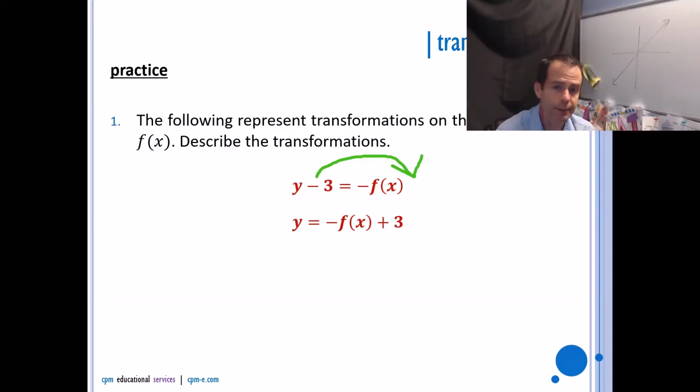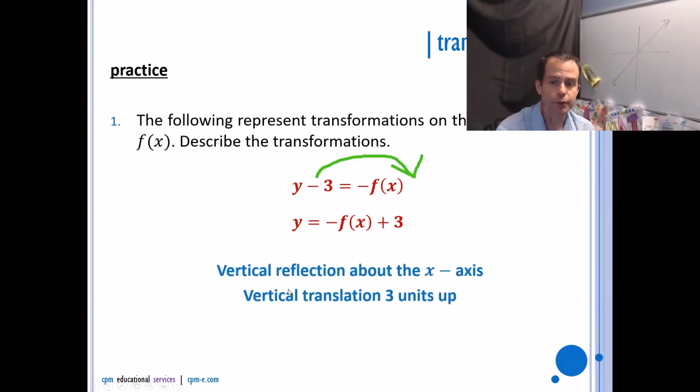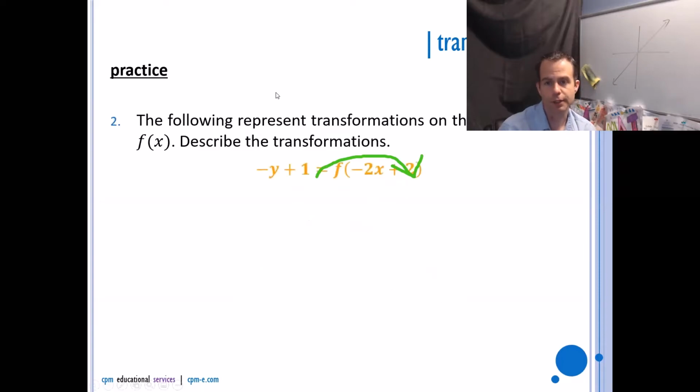So there are two statements that you should have made on this one. You've got a vertical reflection about the x-axis and then a vertical translation 3 units up. The vertical reflection was from my negative sign, and the translation 3 units up was from my k value of +3. Okay, next one, we're going to get a little harder as we go.